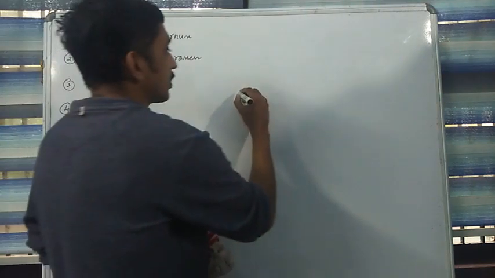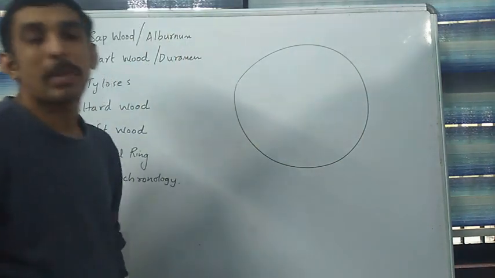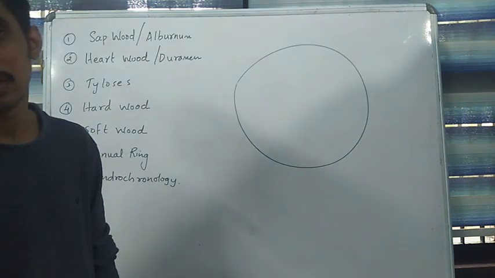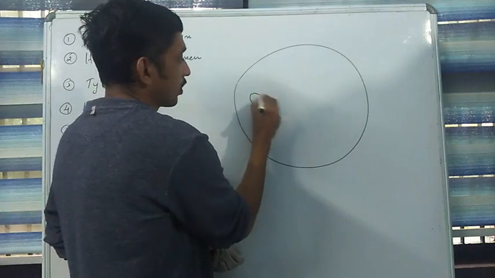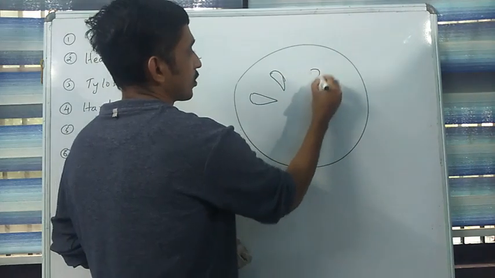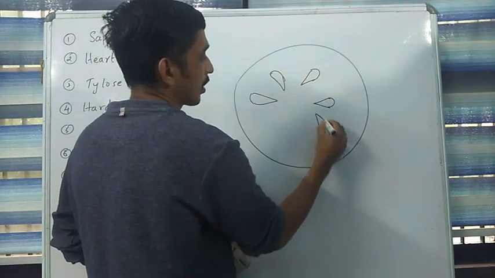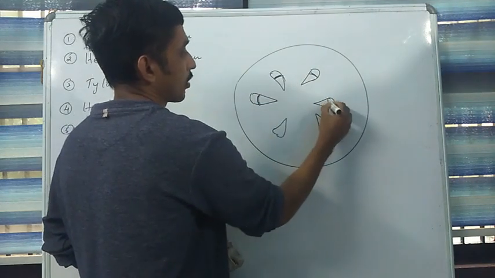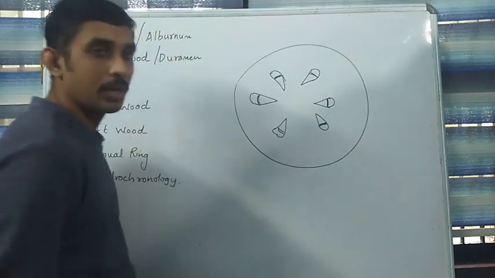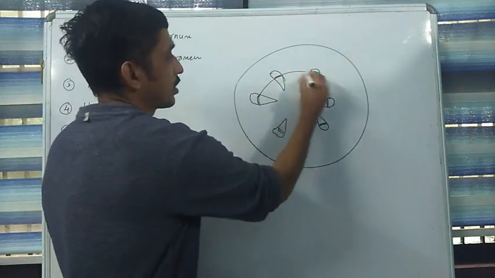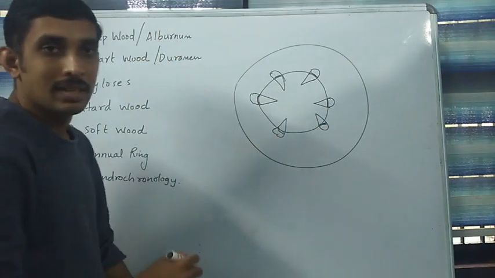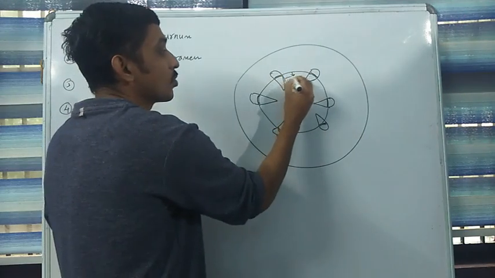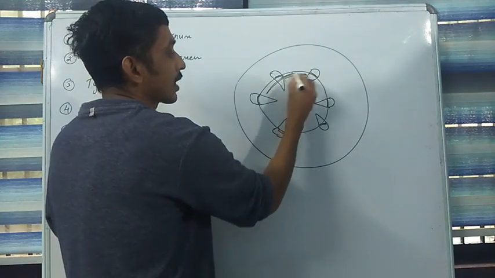We already studied the mechanism of secondary growth in dicot root, dicot stem, etc. Suppose you imagine this is a dicot stem, and we know that a dicot stem has endarch xylem with an open type vascular bundle. This is the cambial ring. During secondary growth, this cambial ring produces secondary phloem towards the outside and secondary xylem towards the inside. This is called secondary xylem.